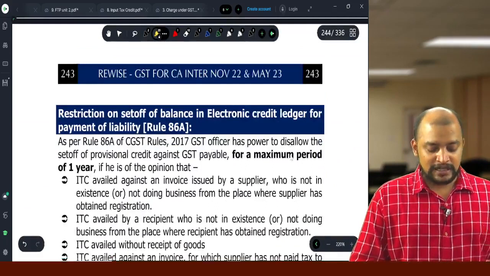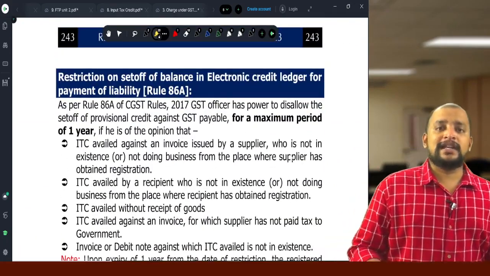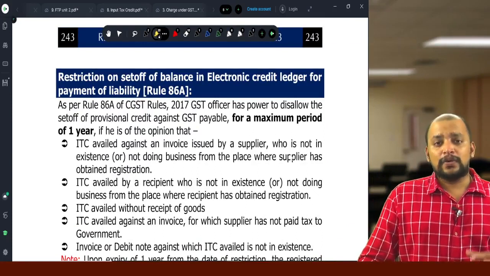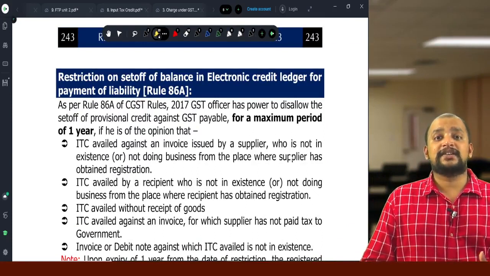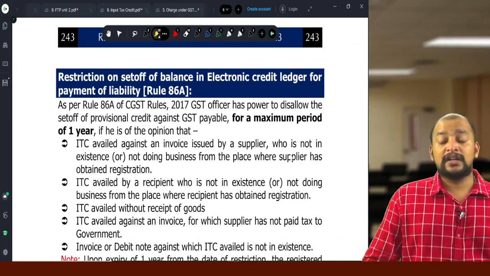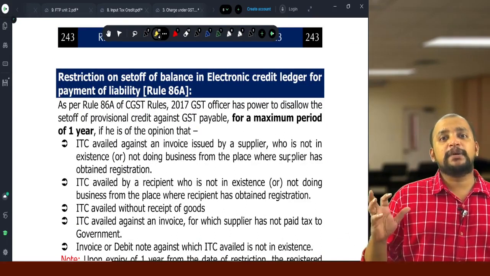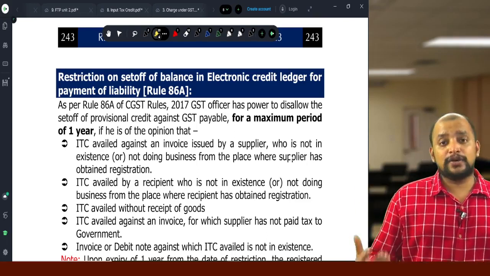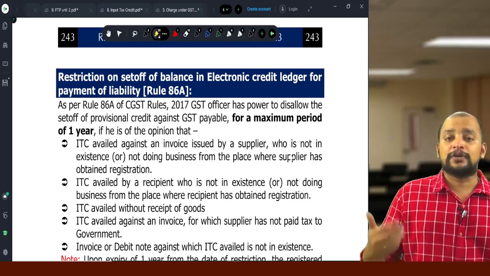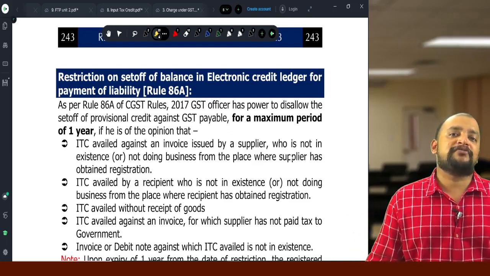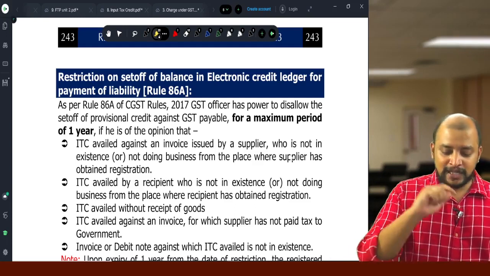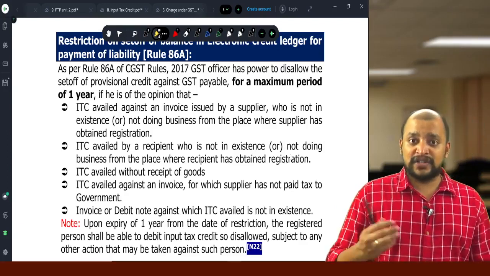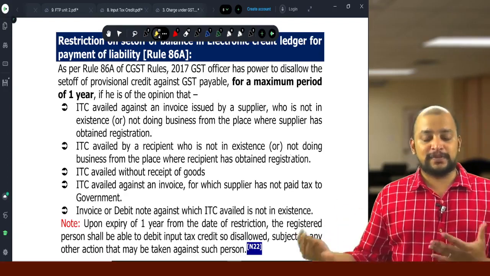That is this point. Then there are two rules in this, Rule 86A and Rule 86B. What does Rule 86A say? Rule 86A says that whatever ITC we have availed in our credit ledger may be suspended for a maximum period of 1 year by the proper officer. So, whatever credit we have taken, even if it is matched credit, can be suspended by the proper officer for a period of 1 year. So, that power is there with the proper officer. Up to 1 year does not mean a rigid 1 year; it can be 3 months or 6 months also.